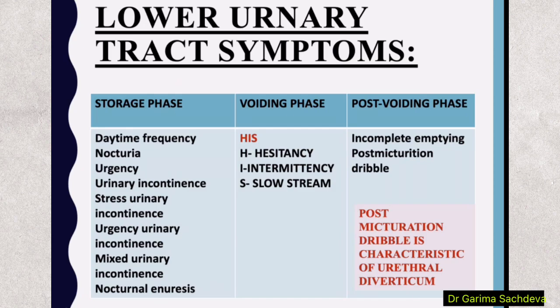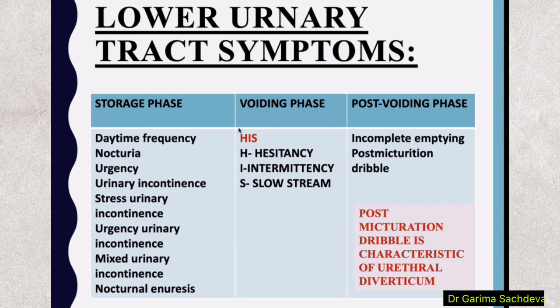And storage phase symptoms include daytime frequency, nocturia, urgency, urinary incontinence, stress urinary incontinence, urge incontinence, mixed urinary incontinence, nocturnal enuresis. So majority are storage phase. HIS is voiding phase: hesitancy, intermittency and slow stream. And post voiding is post micturition dribble and incomplete emptying. Intermittency is intermittent, it's not a continuous flow.